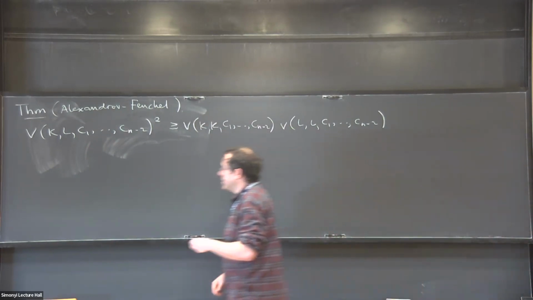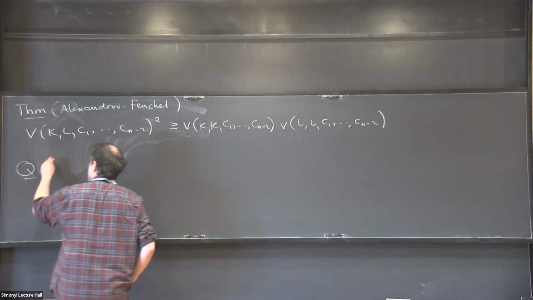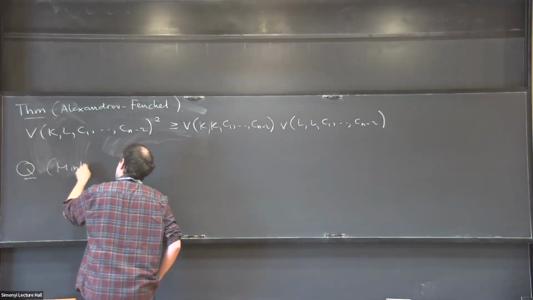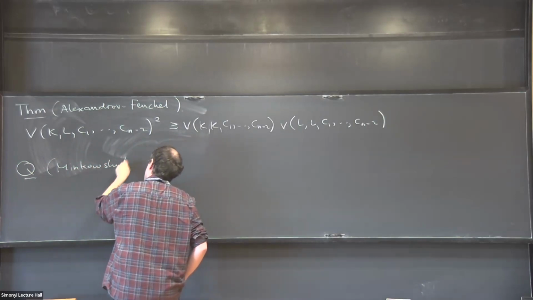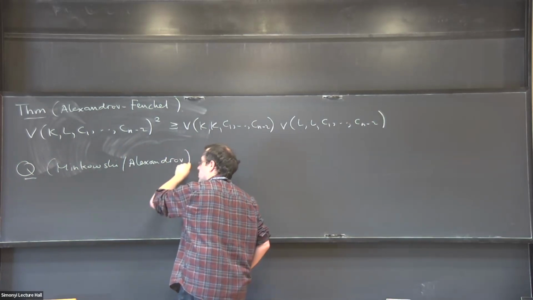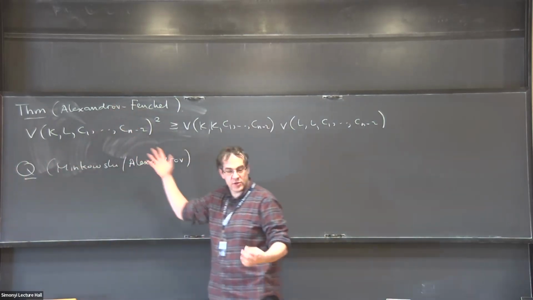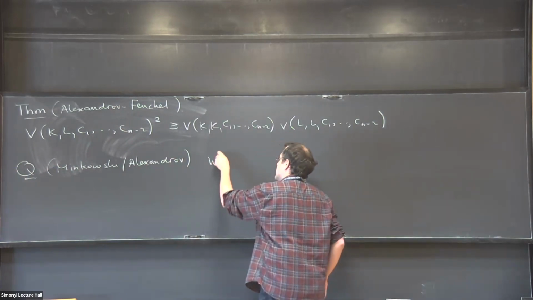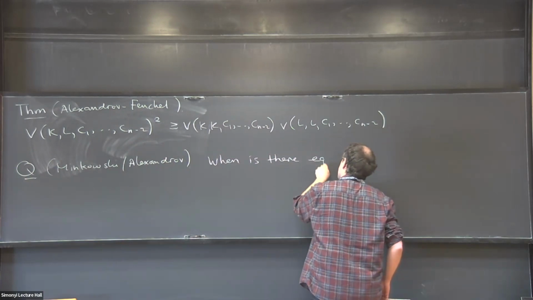And the question, which appears in the very earliest papers on the subject, so this is the question due to Minkowski, Alexandrov, let's say. So in the 1903 paper, in the original paper of Alexandrov, this question appears: when is there equality?